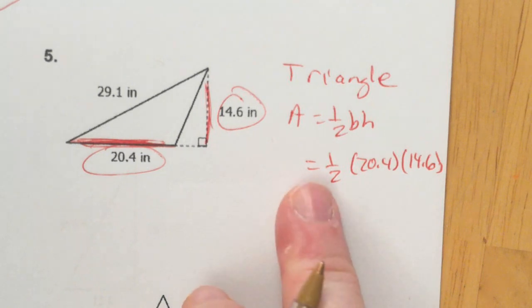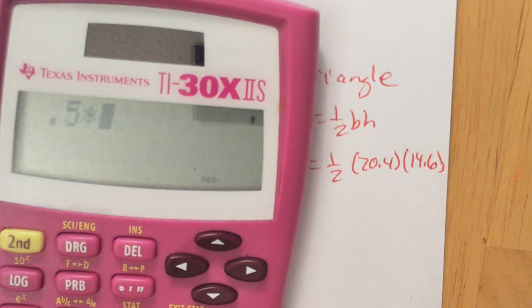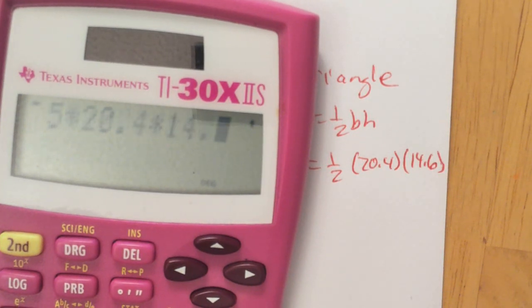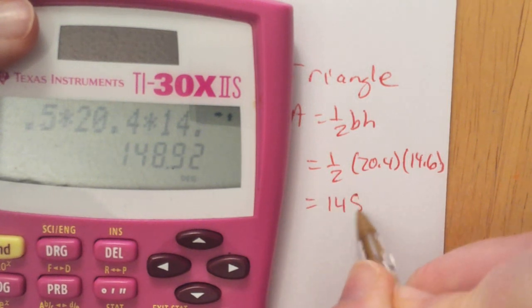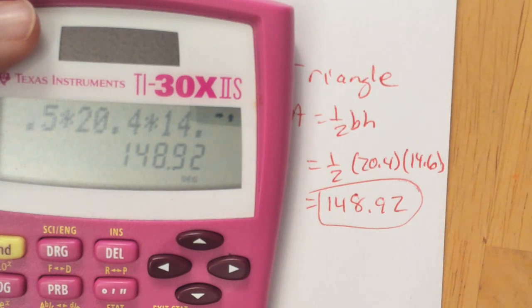So 0.5, that's what a half is. So 0.5 times 20.4 times 14.6. We pop out with this decimal, 148.92, and there's our answer. All right, last problem, guys.